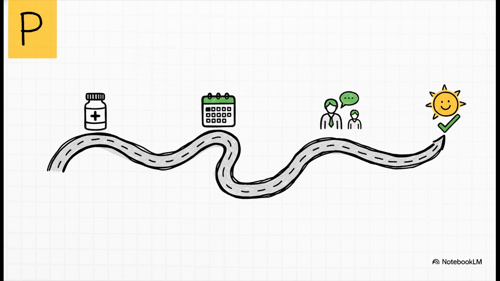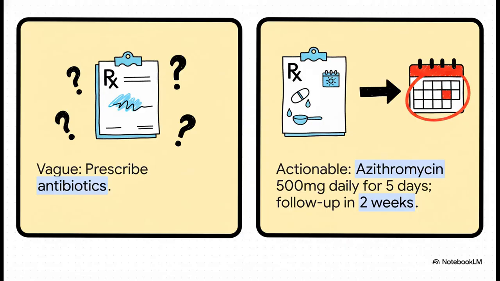And finally, we get to P for plan. This is so important for making sure care continues smoothly. It's the concrete, actionable roadmap that details exactly what is going to be done to address the patient's problems. And again, the difference in detail is just critical. A vague plan like prescribe antibiotics just creates more questions, right? Which one? What's the dose? For how long? In contrast, that actionable plan leaves zero room for confusion. It tells any other provider on the team exactly what to do and when to check back in.